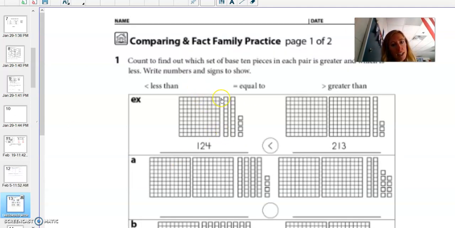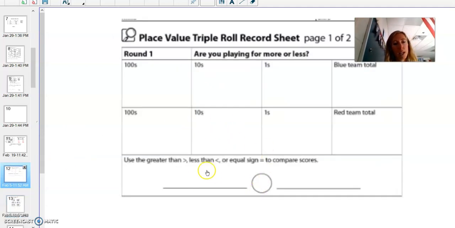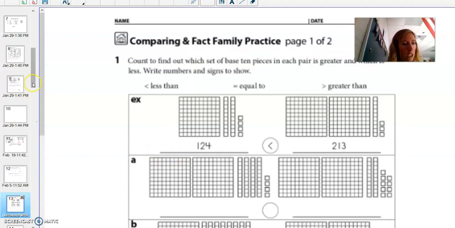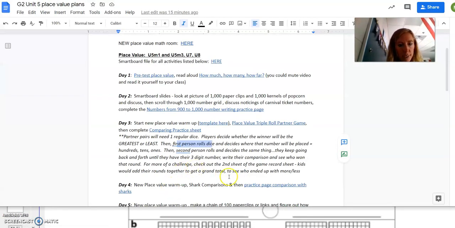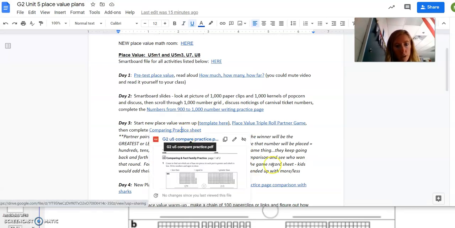And then here is if you wanted a practice page of comparing numbers, because that's what you're doing in this. You're comparing two 3-digit numbers. So if you'd like a practice page, that's a good one right there. So now I go back to my notes. So here is that practice page I was talking about that's on the Google slide.